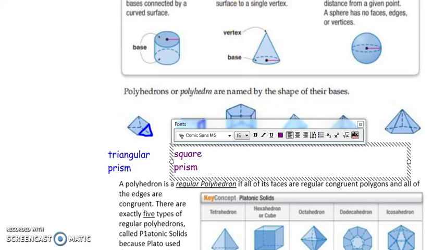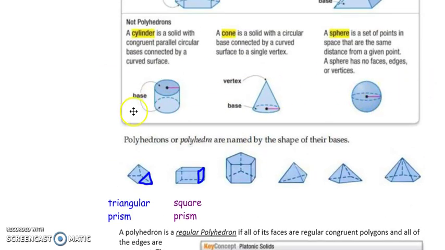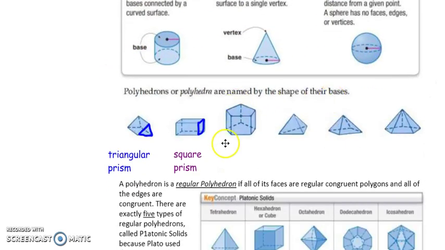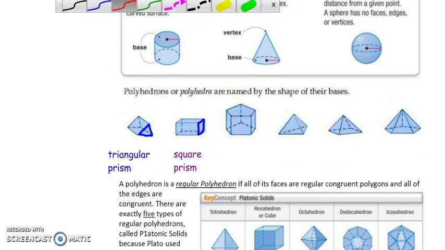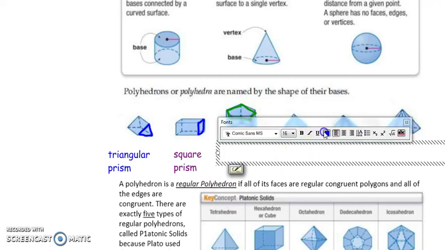So we need to pay attention to whether something is a prism or a pyramid or one of these three non-polyhedrons. In this one, I can see that I have a five-sided base, which we call a pentagon. So this would be a pentagonal prism.